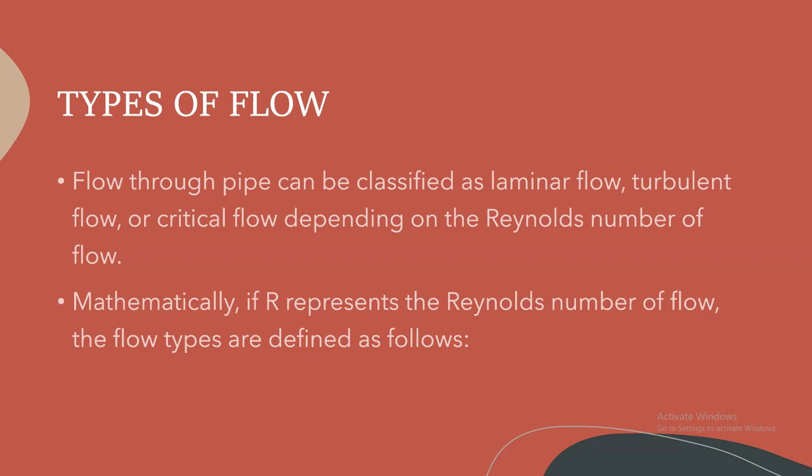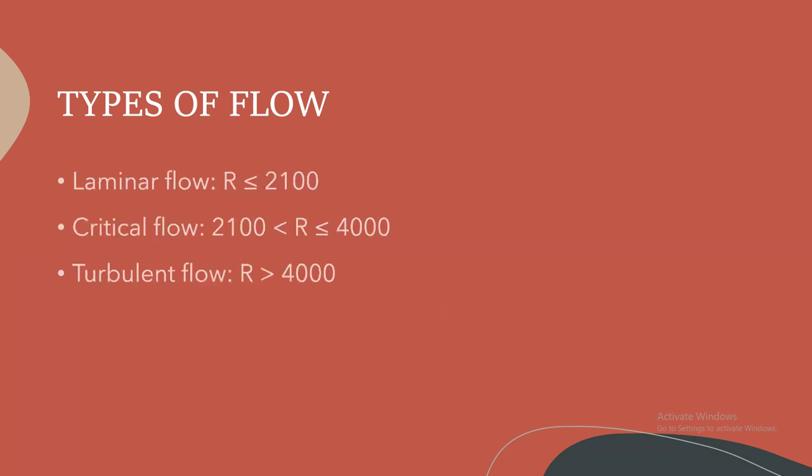So mathematically, if R represents the Reynolds number of flow, the flow types are defined as follows. For Reynolds number less than 2100, we call it laminar flow. Then the critical flow lies between 2100 and 4000. Then the fully developed flow, which is the turbulent flow, your Reynolds number is greater than 4000.